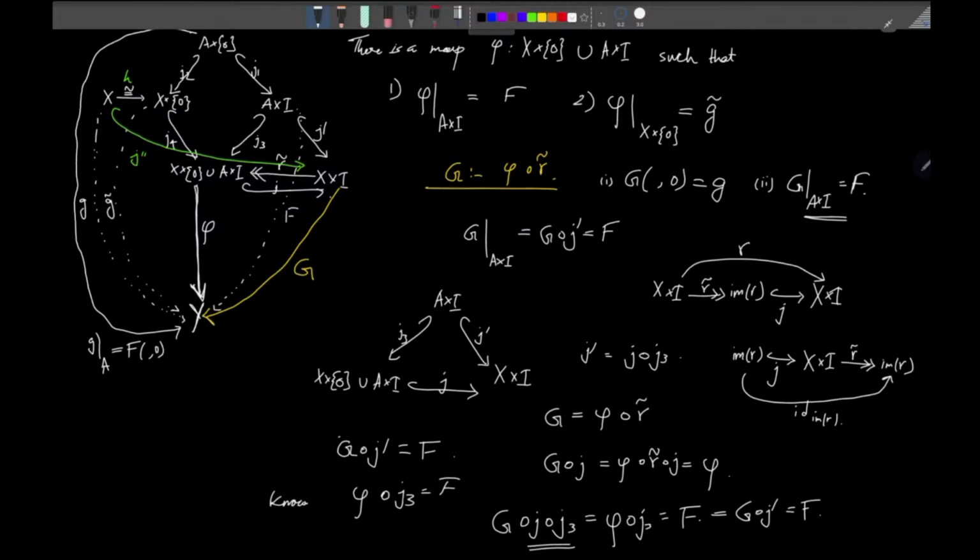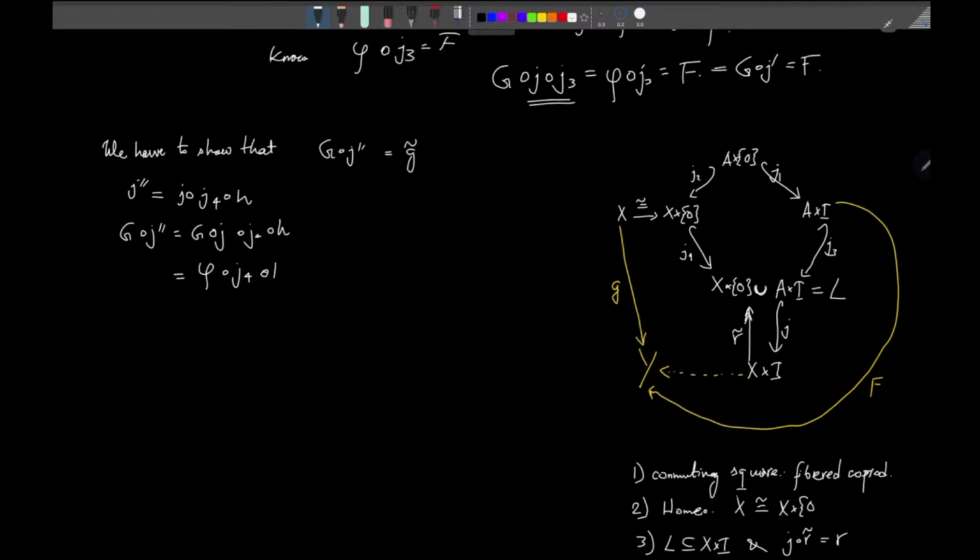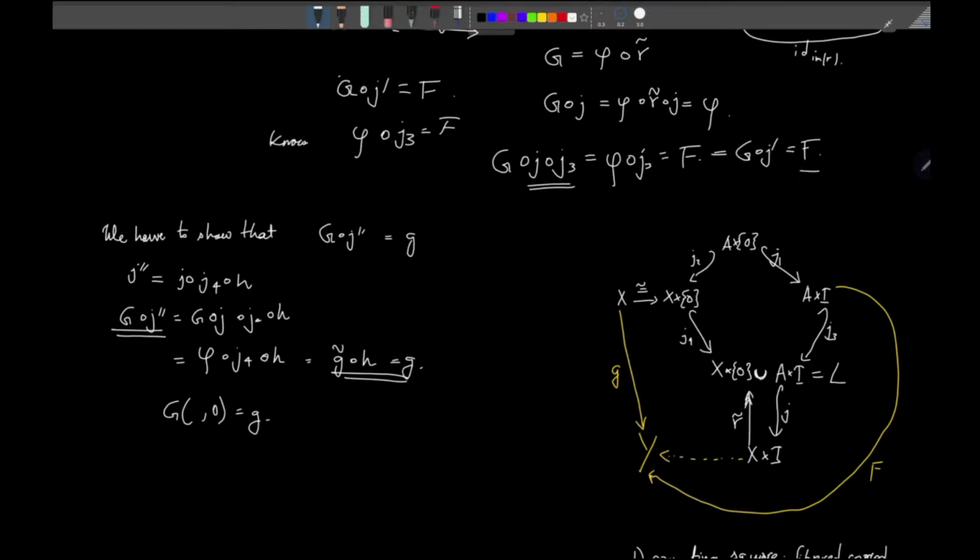Wait, where was it? Phi composed with J4 was the map from x cross 0 to Y, which is G composed with H, which we know is G. So we really see that G composed with J double dash is G. That is the first map of G that is really equal to G. And we already showed that G agrees with this homotopy F.